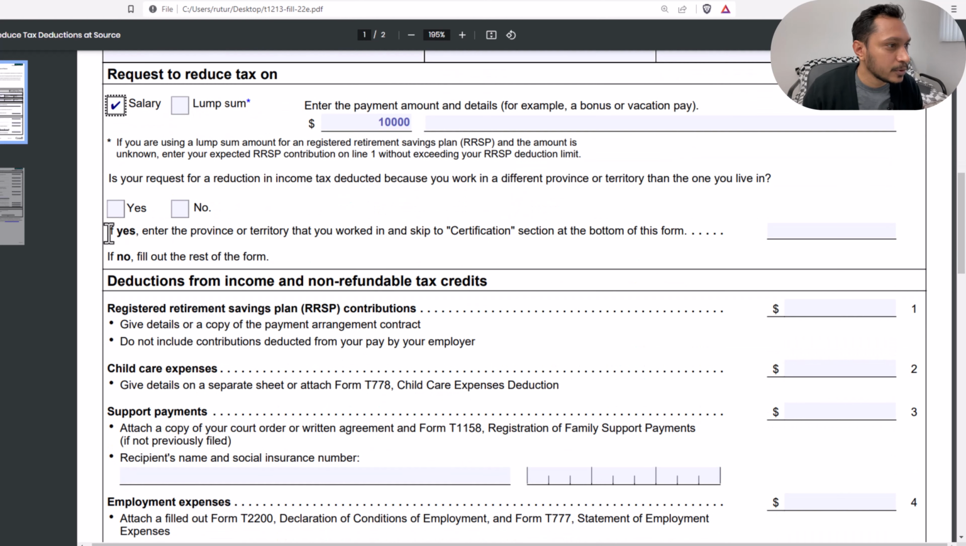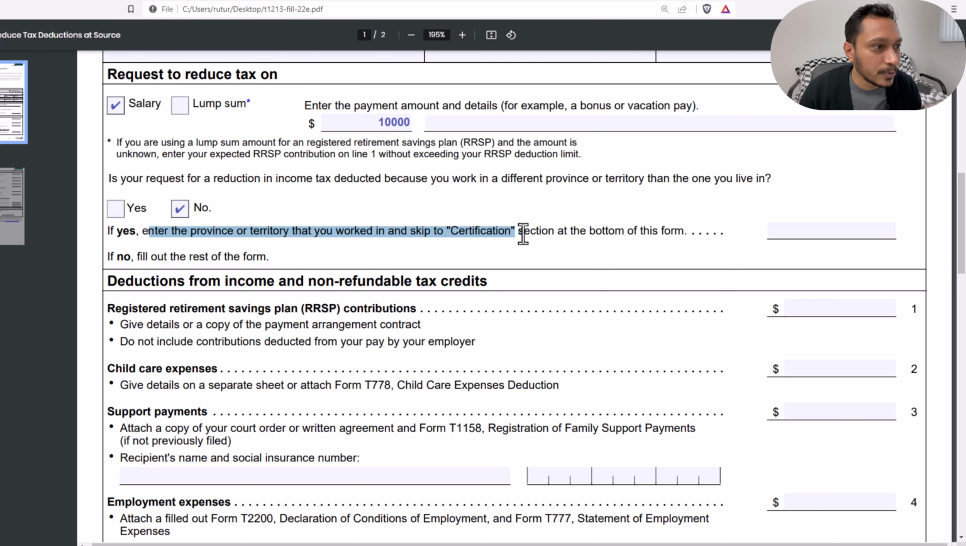We'll go to the next one, which is your request for a reduction in tax because you work in a different province. Now, sometimes this may happen that you are working in Ontario, but your company is taxed in British Columbia, or probably the other way around. In whichever case, let's say for example your tax region has lesser tax than the company's deduction, then in that case you would have to provide yes so that you get that tax gap back. If you don't have that, then just say no because I don't need it.